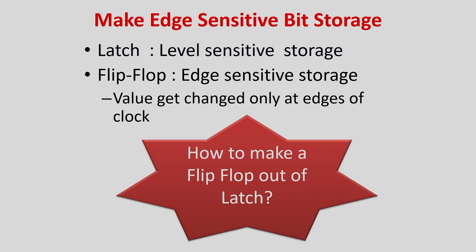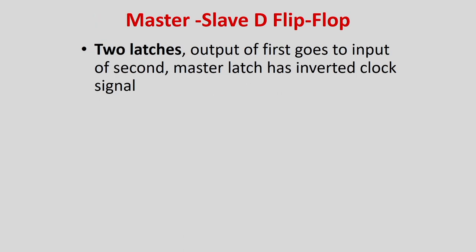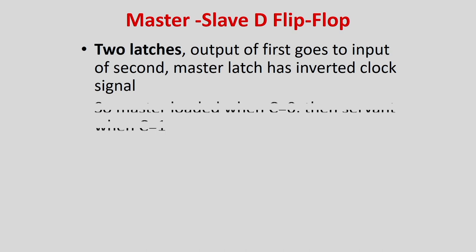How to make a flip flop out of a latch? This latch is a 1 bit storage with level sensitivity, but we want to make it edge sensitive. We can make it like this. We can use 2 latches, the output of the first goes to the input of the second, and the first one is the master latch. The master latch has the inverted clock signal. The master gets loaded when C is equal to 0, then the slave when C is equal to 1.